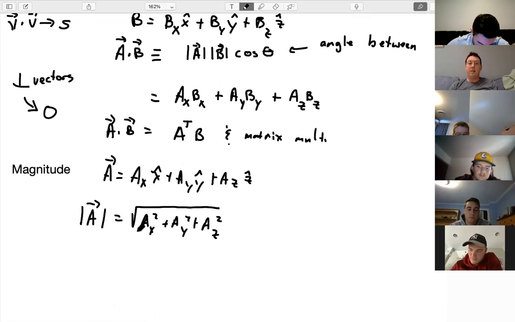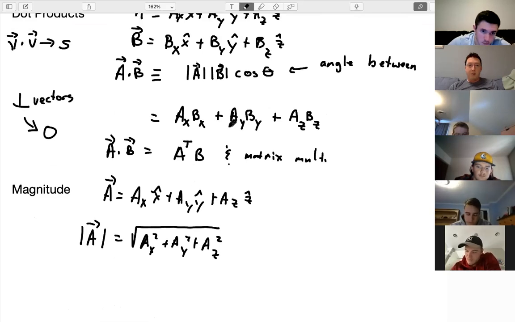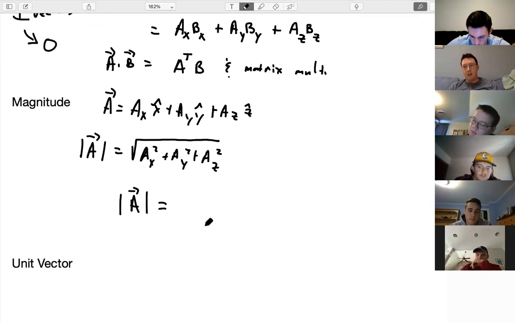Okay. Just as a comment, if I go up here and I look at my formula for this dot product, and I look at my formula for the magnitude, I see that I can write the magnitude of any vector as its self dot product and take the square root.